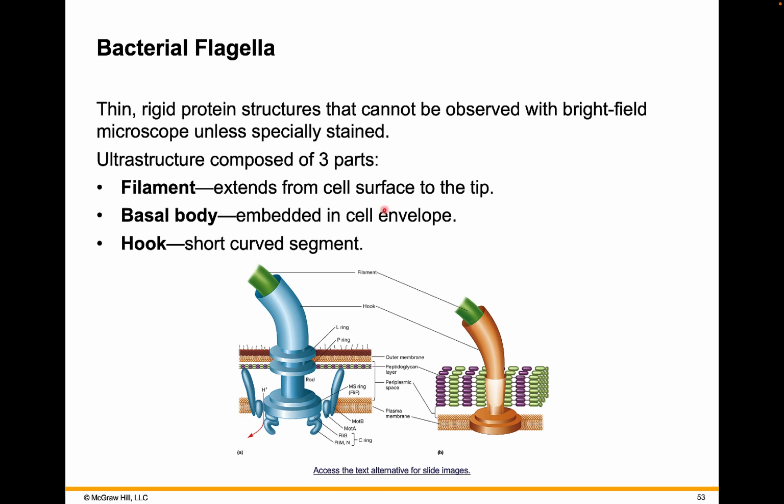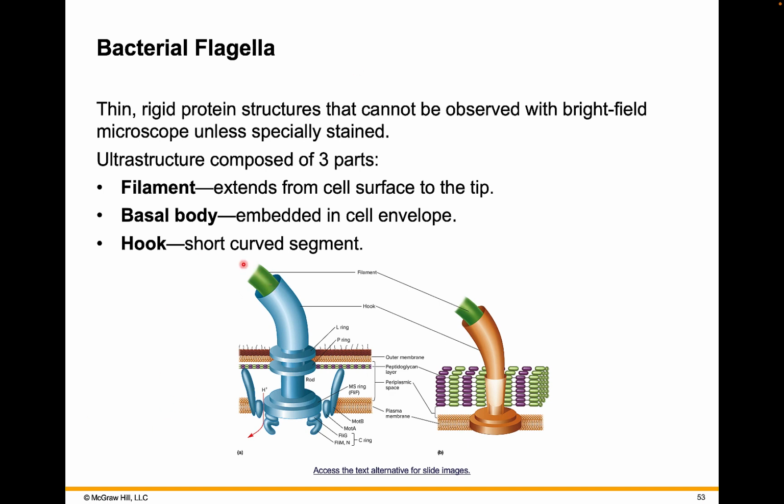The bacterial flagellum is a very unique structure. It is a thin, rigid protein structure and cannot be observed with a bright field microscope unless specifically stained. And we talked about how we use potassium alum and tannic acid to increase its size, and then we can stain it to visualize it, but it is readily visible under the electron microscope.